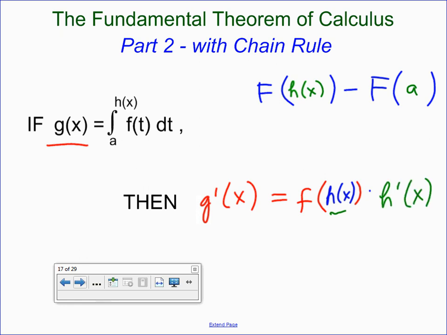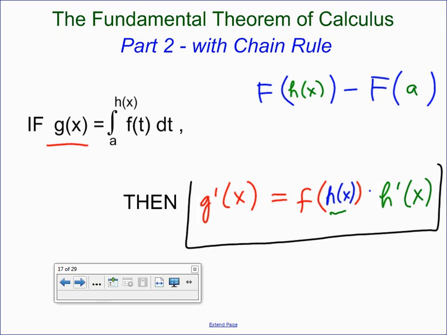So the fundamental theorem of calculus part 2, where I have a composite function as a limit, not just plain Jane x, but some function of x itself, like x squared or 3 sine x, is going to be the integrand function evaluated at my upper limit, then times the derivative of that upper limit. Let's see what that looks like in practice.